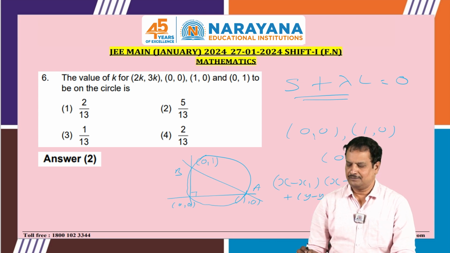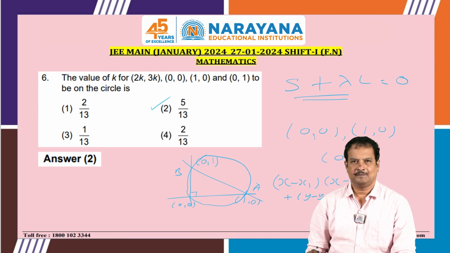So with the help of 1, comma 0 and 0, comma 1, and by using this equation, we'll be getting the circle passing through 0, 0, 1, 0 and 0, 1. Just substitute the points 1, comma 0 and 0, comma 1 in (x1, y1) and (x2, y2) respectively. Then once you get the circle equation, directly substitute 2k, comma 3k in this equation. Obviously, you'll be getting the value of k there, and that's going to be 5 by 13.